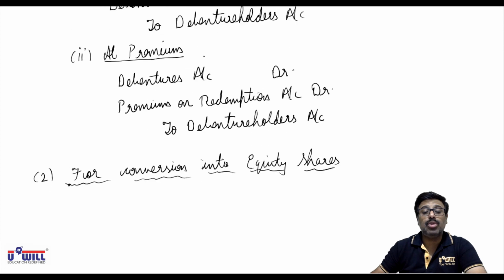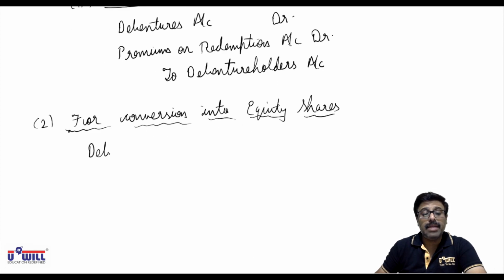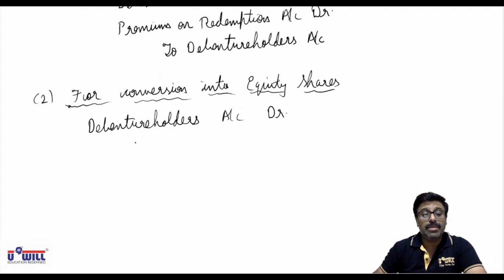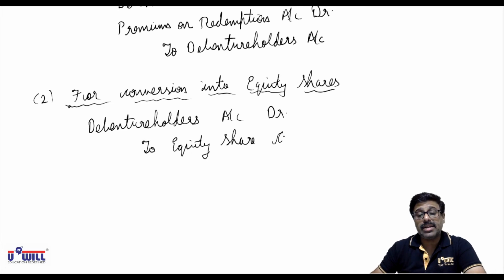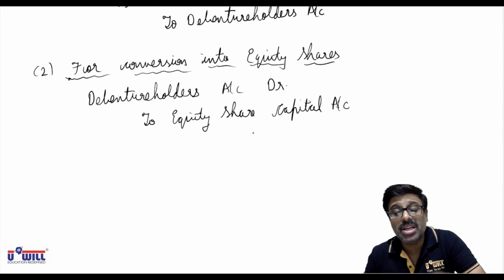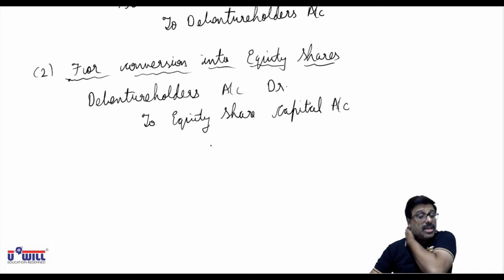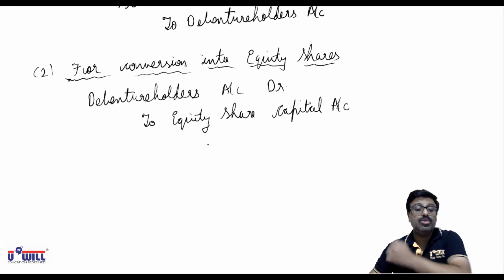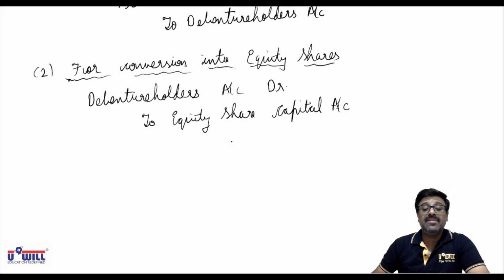Now debenture holders in both the situations are the receiver, debit the receiver. So debenture holders account debit, and equity shares go out. We give them equity shares, credit what goes out. So to equity share capital account, or you can say equity share capital is our liability, credit the payables, equity share capital account. Now here, if the shares are issued at premium, you'll credit security premium account also. And if they are issued at discount, you'll debit share discount account also.